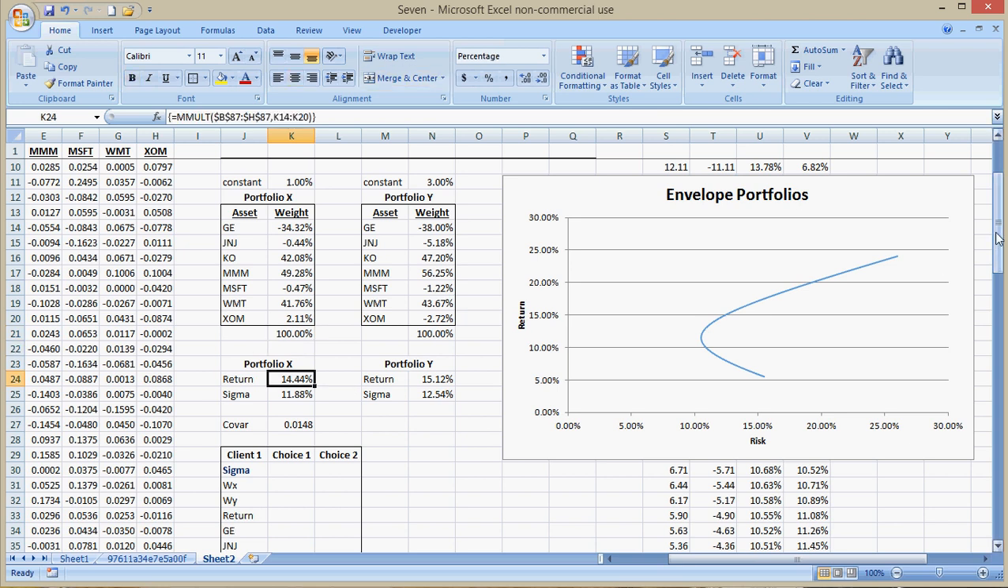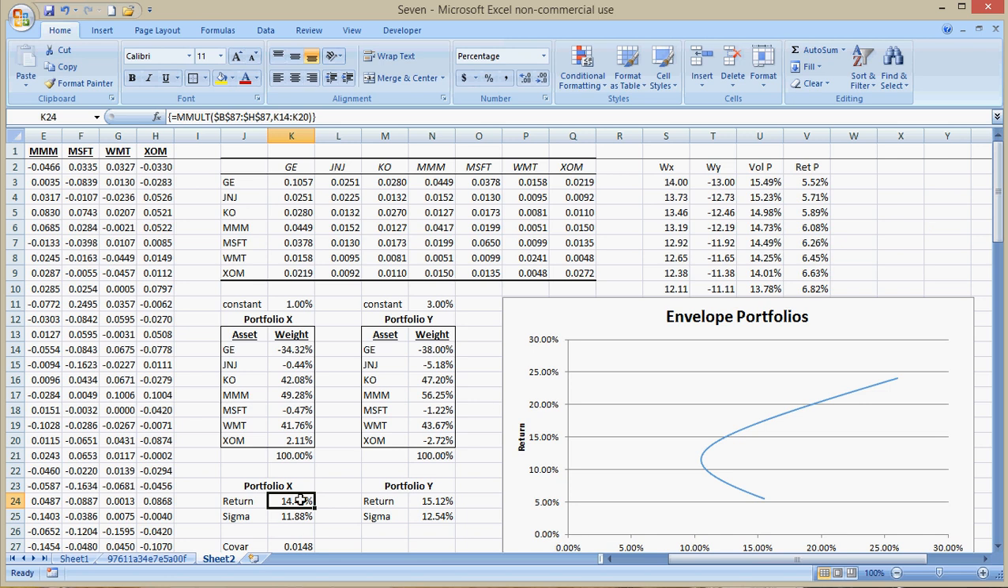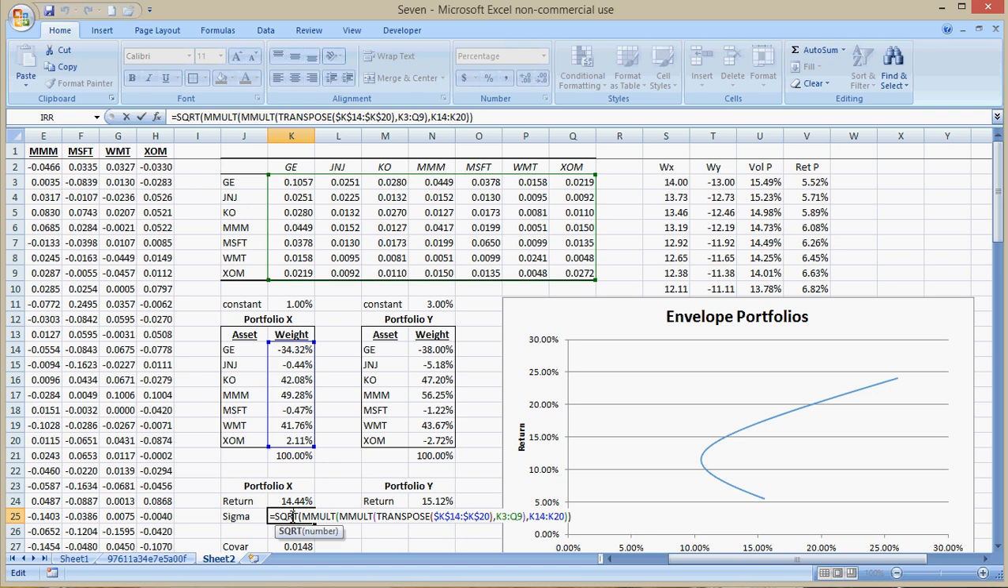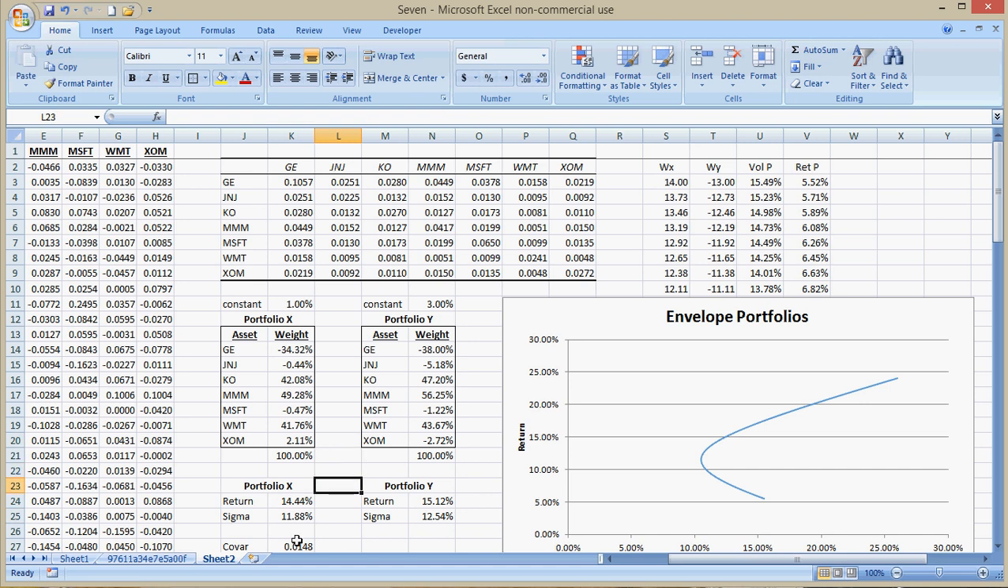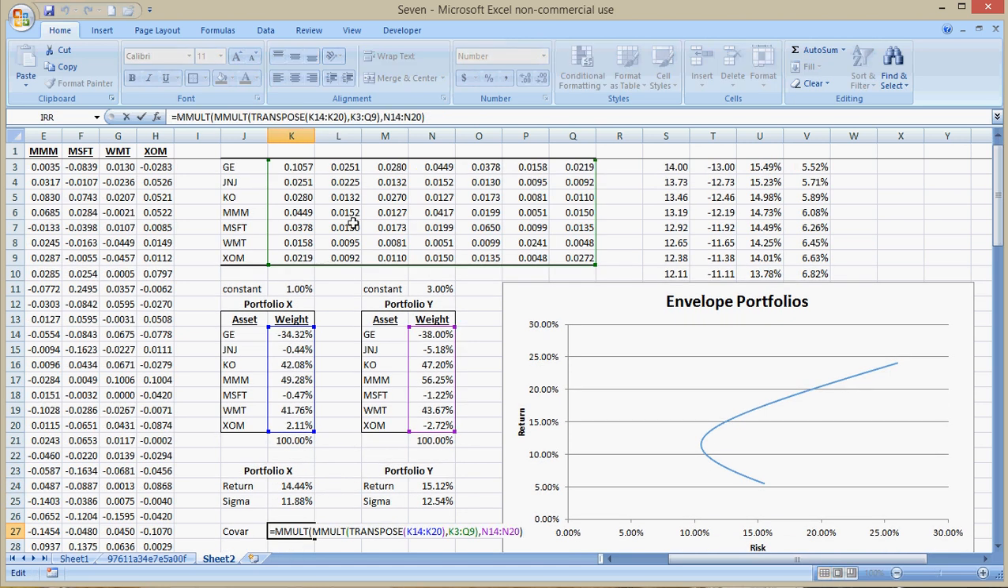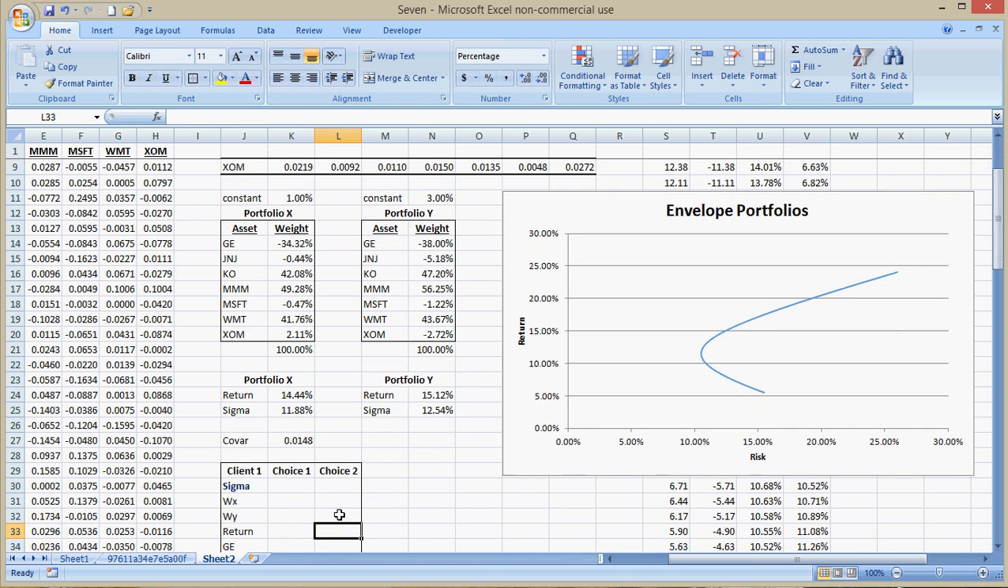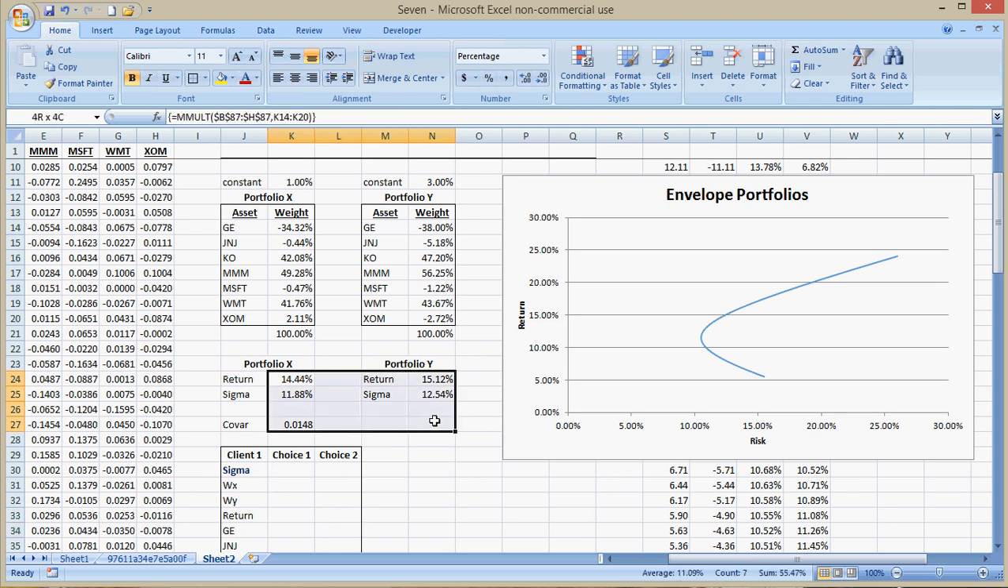And then I get the return for portfolio X. I do that by multiplying the returns down at the bottom by the weights, and I get the volatility for portfolio X by multiplying the weights times the covariance matrix times the weights again and taking the square root. I do the same thing for Y. That gives me the covariance between X and Y. So now this looks like the simple 2-asset portfolio we've seen before. Now all 7 assets are condensed down into 2 different assets, portfolio X and Y.